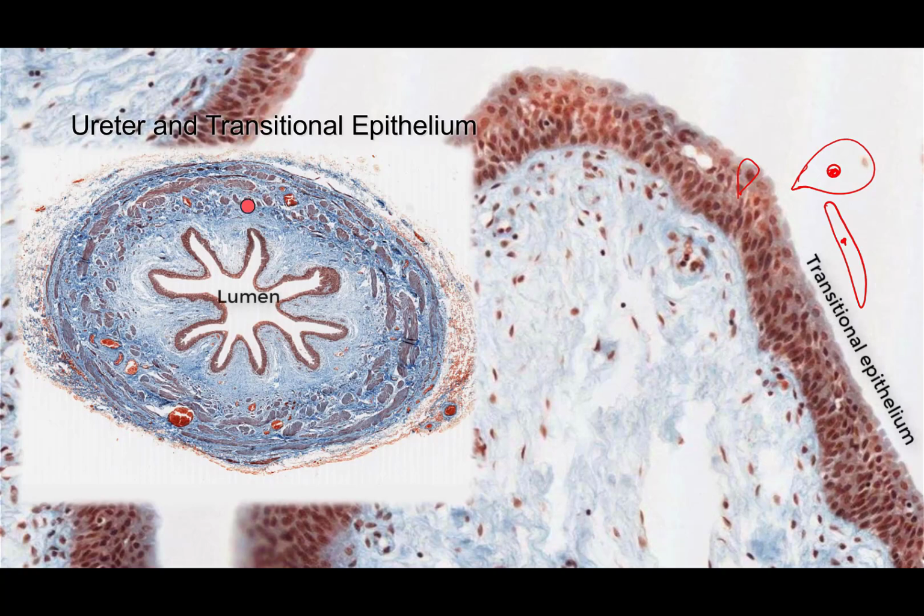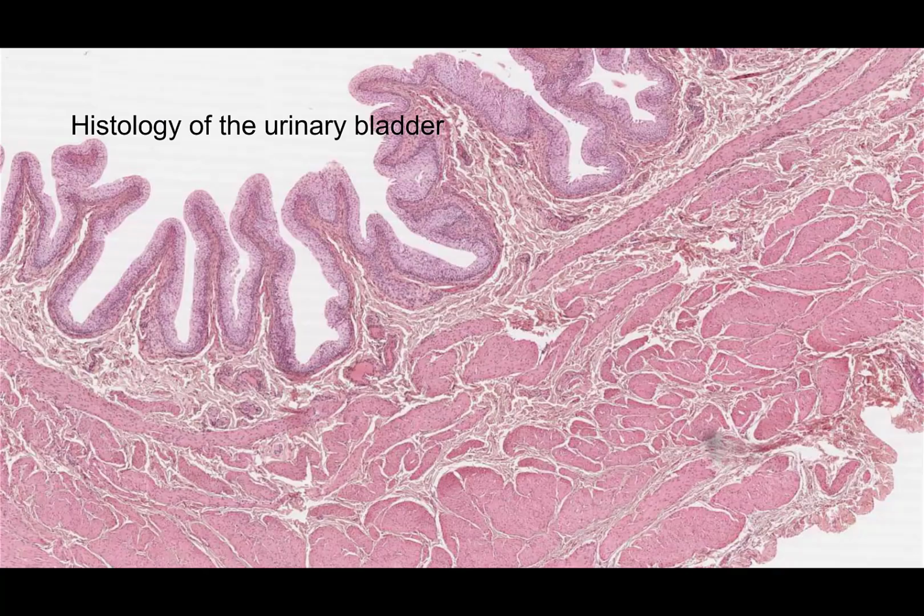Back to the ureter, you can see that the ureter has smooth muscle in its wall, and these are important for peristalsis to push the urine from the kidney to the urinary bladder. And this is the urinary bladder. Again, it is lined by transitional epithelium, but there are a lot of muscle fibers in the wall, and this will help in the mass emptying of the urinary bladder when they contract during urination.